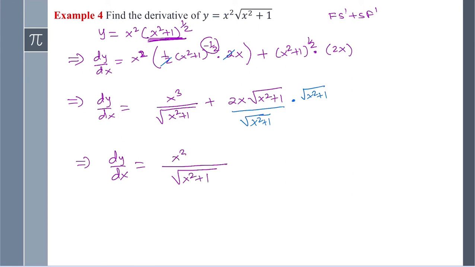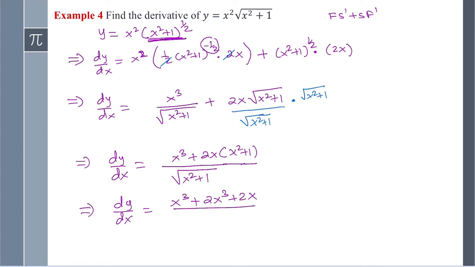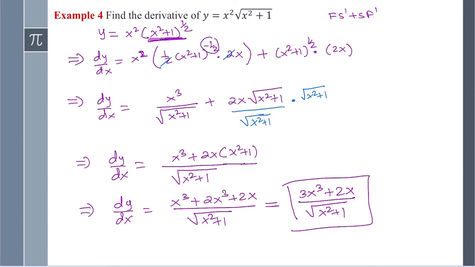And then we have x cubed plus, here we have 2x times, so when we multiply the square root of x squared plus 1 times the square root of x squared plus 1, that is just x squared plus 1, okay? And then let's go ahead and simplify this. dy over dx equals x cubed plus 2x cubed plus 2x over the square root of x squared plus 1. Or finally, if we combine the like terms, we get 3x cubed plus 2x divided by the square root of x squared plus 1. And this is the derivative of that function, okay?